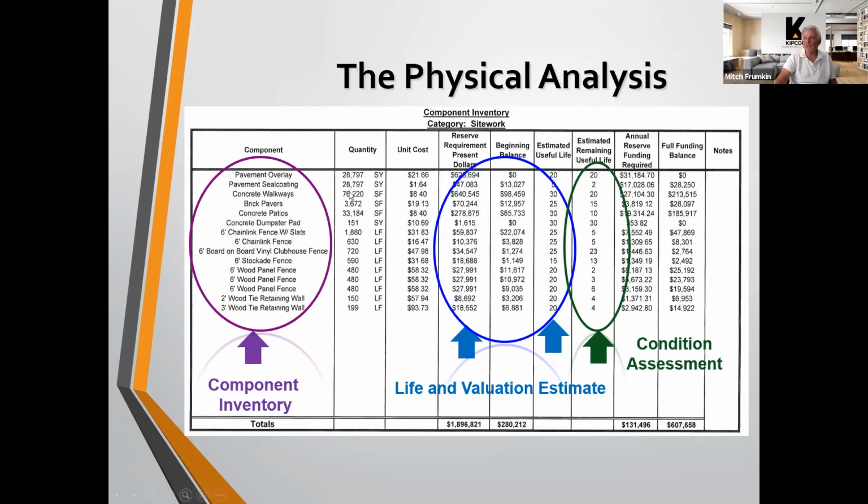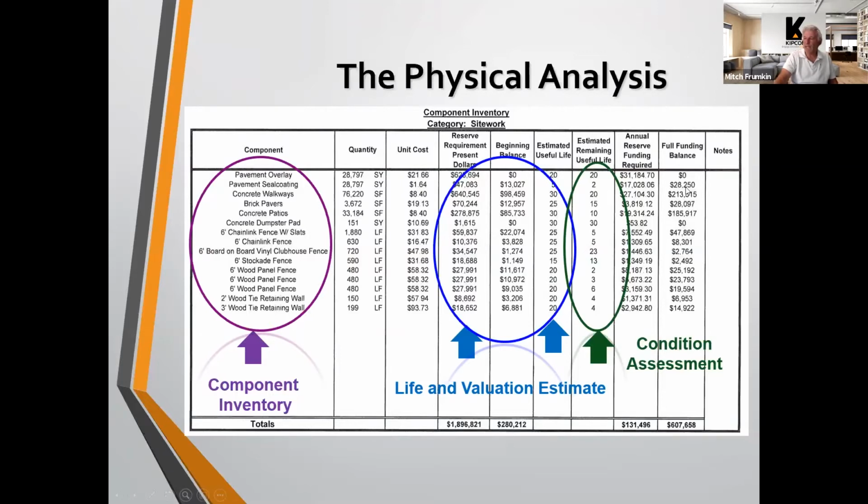So using the pavement seal coating, it's $47,000 total replacement cost. You've already set aside 13. So 47 minus 13 is 34,000. And there's 2 years left before you have to do it. So 34,000 divided by 2 years comes out to $17,000 a year. Very easy. It's all math in this physical analysis.